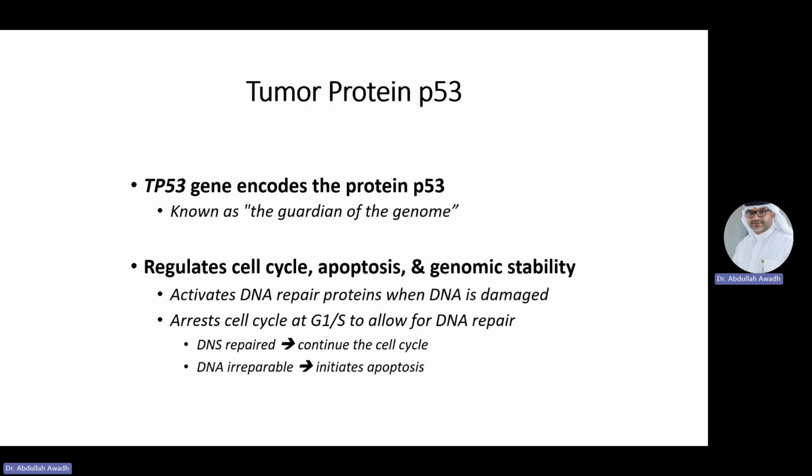This will arrest the cell cycle at G1/S to allow for DNA repair. And we don't want to go to the S phase unless we have all the DNA materials in the right way, the right amount, and there is no damage. So if the DNA is repaired, then the cell cycle will continue. If irreparable, initiate apoptosis. So this is somehow similar to retinoblastoma.